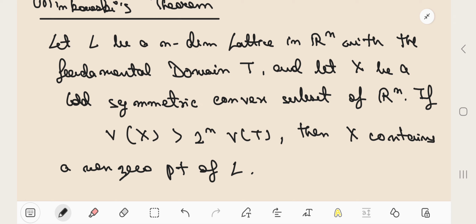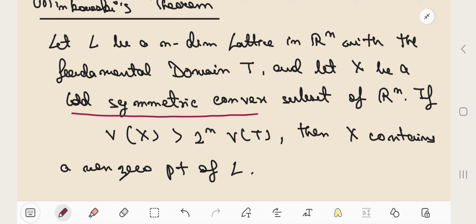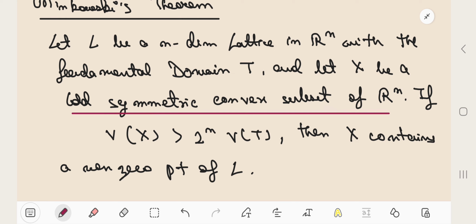So let me just restate whatever I said. We start with the n-dimensional lattice in Rn, which we call L, and we call the fundamental domain of this lattice T, and we choose X to be a bounded symmetric convex subset of Rn. So it carries symmetry, it's bounded and it's convex. You can think of it just as the ball we started with. If the volume of X is greater than 2 to the power n times the volume of the fundamental domain, then X will surely contain a non-zero point of L, right?